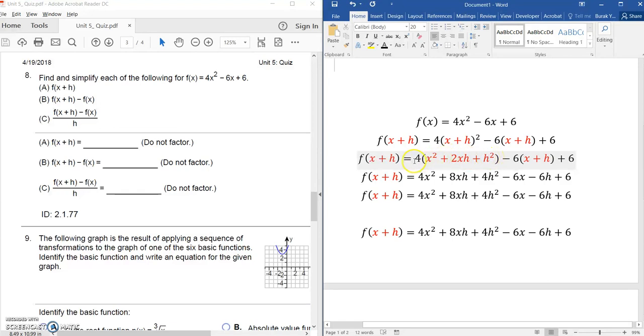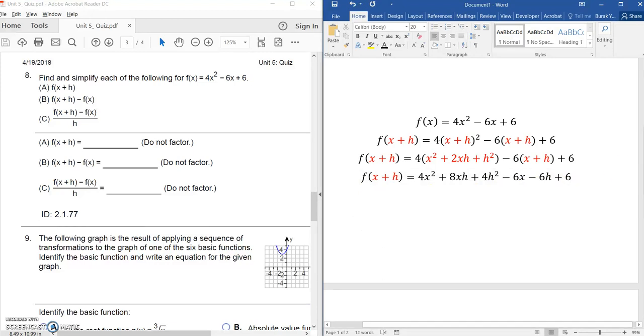And then you still have that 4 outside, and the rest is the same. Then here you distribute the 4 and distribute this negative 6, which gives you 4x squared plus 8xh, see 2 times 4, and then 4h squared. When you distribute the negative 6, be careful with the signs. It turns everything into negative. So this is negative 6x minus 6h, and then this plus 6 is carried on. So that's f of x plus h, the answer to part A.